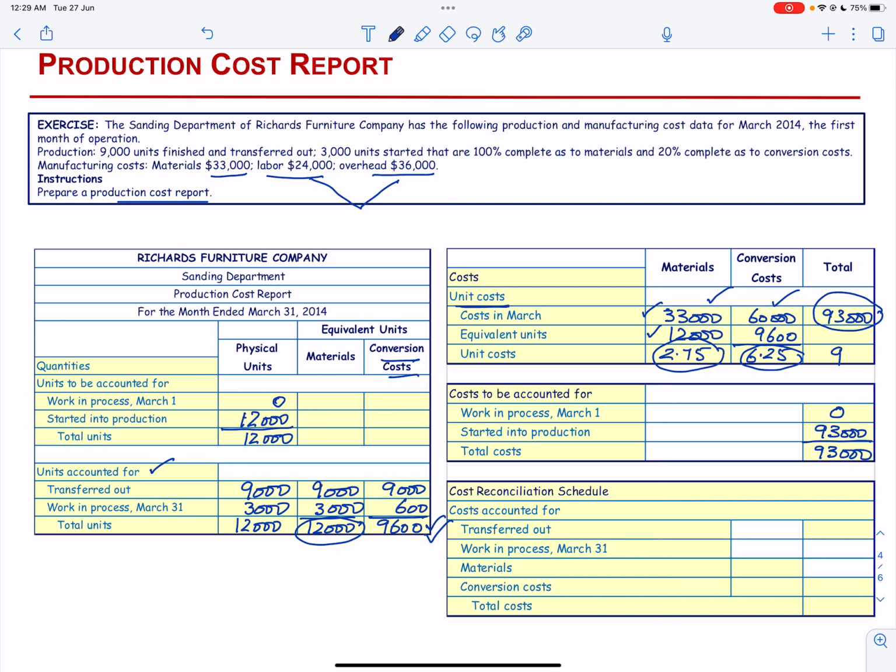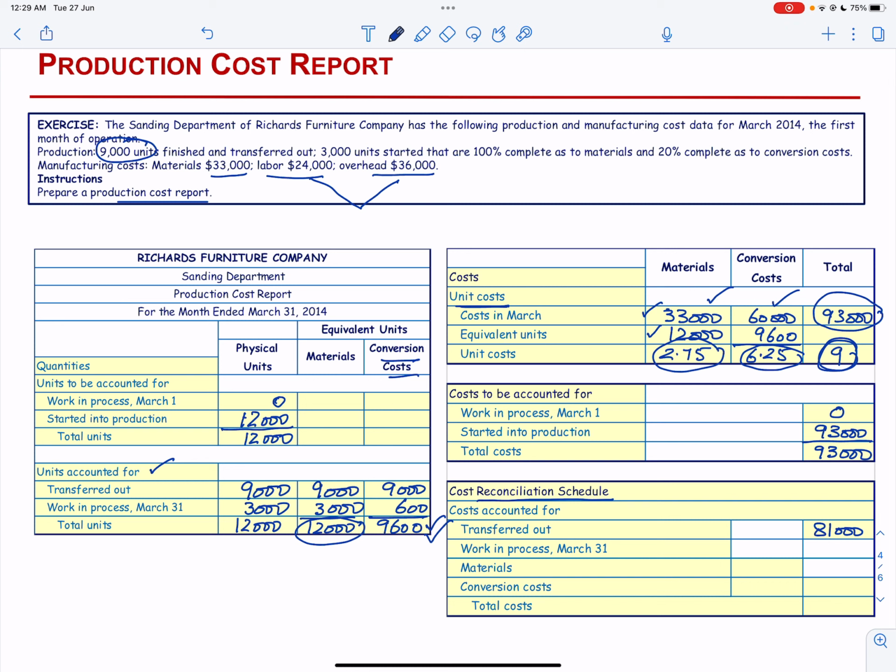Finally, we are going to prepare a cost reconciliation schedule, and the cost accounted for is the transferred out, and the transferred out are 9,000 units, and these 9,000 units are going to be recorded at the rate of 9. So 9,000 times 9 is 81,000.